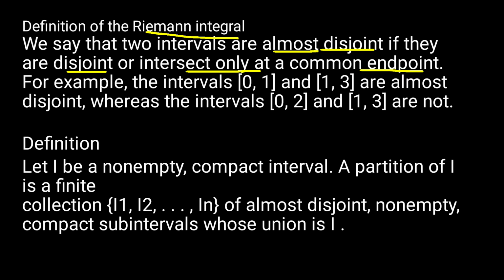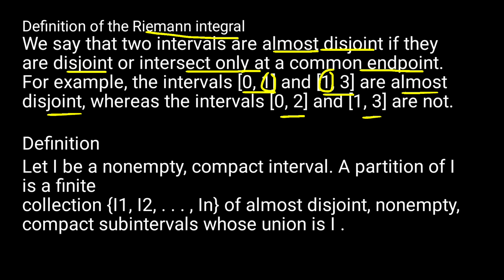For example, look at these two intervals here. You'll find they are sharing a common endpoint, which is 1. So this is almost disjoint. But if you compare this and this, you'll say these are not almost disjoint, simply because they don't share a common endpoint. They don't intersect only at a common endpoint. That's very key to note.